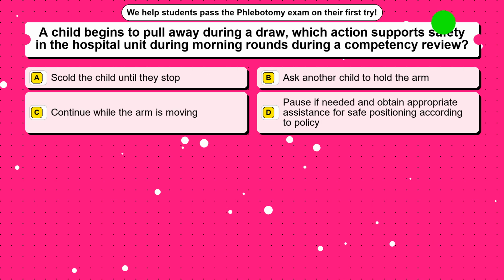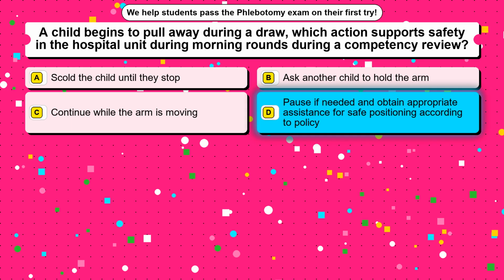Question 83. A child begins to pull away during a draw. Which action supports safety in the hospital unit during morning rounds during a competency review? Option A. Scold the child until they stop. Option B. Ask another child to hold the arm. Option C. Continue while the arm is moving. Option D. Pause if needed and obtain appropriate assistance for safe positioning according to policy.